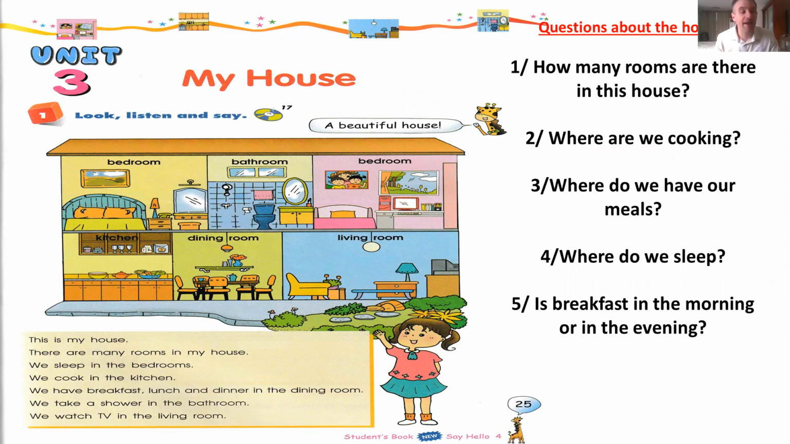This is my house. There are many rooms in my house. We sleep in the bedrooms. We cook in the kitchen. We have breakfast, lunch, and dinner in the dining room. We take a shower in the bathroom. We watch TV in the living room. Okay, so you read this 2 times.